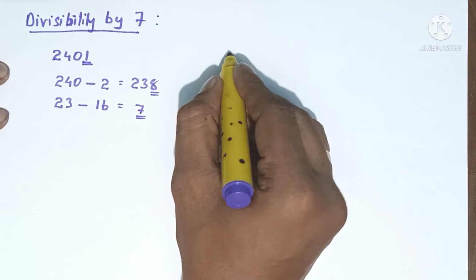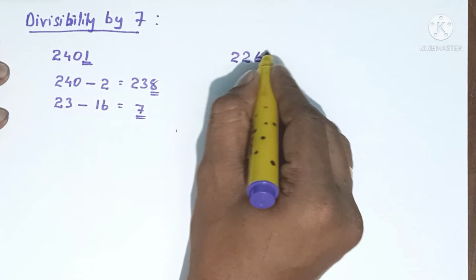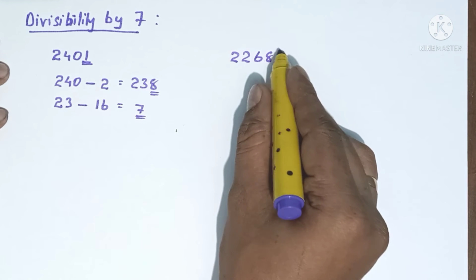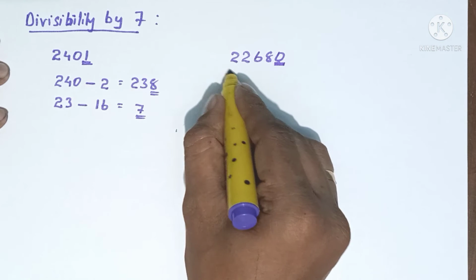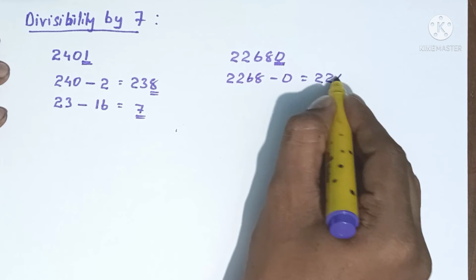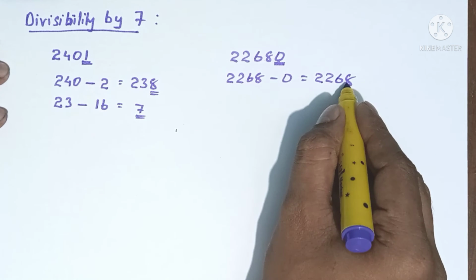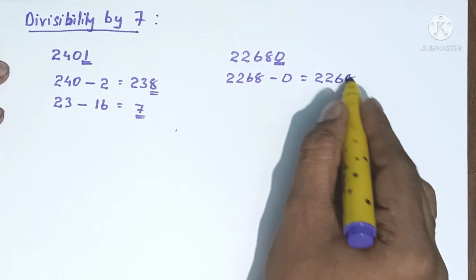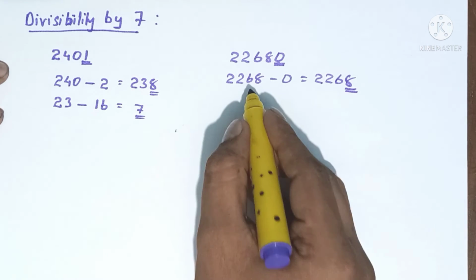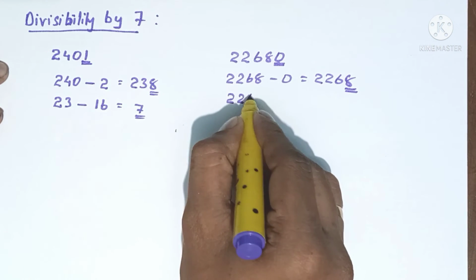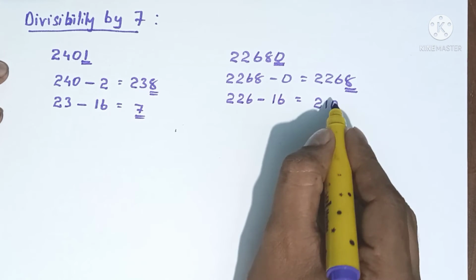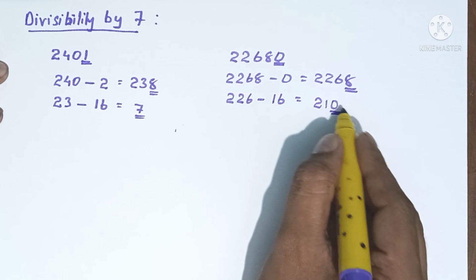We can see one more example. 22680. So last digit multiply with 2 and subtract from the remaining number. So 2268 minus 0 is 2268 itself. Now do the same with this number. Multiply the last digit with 2 and subtract it from the remaining number. So 226 minus 16. What will we get? 210.